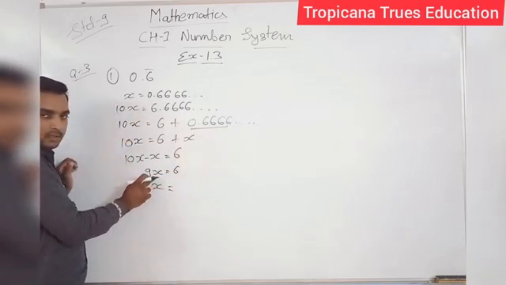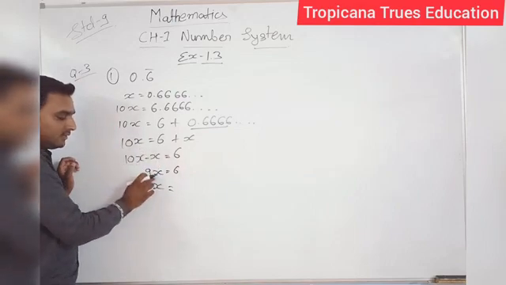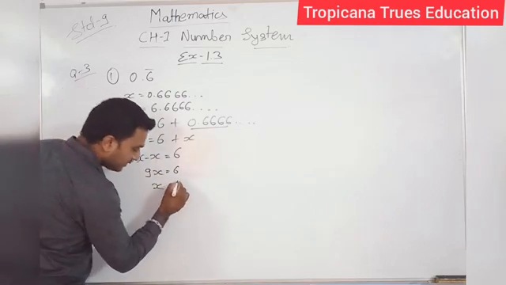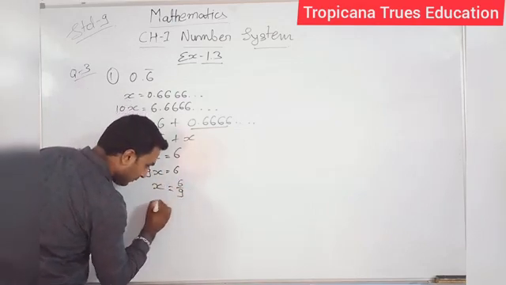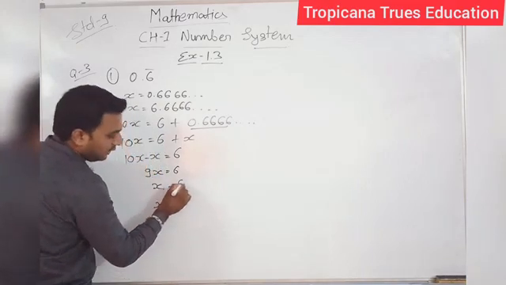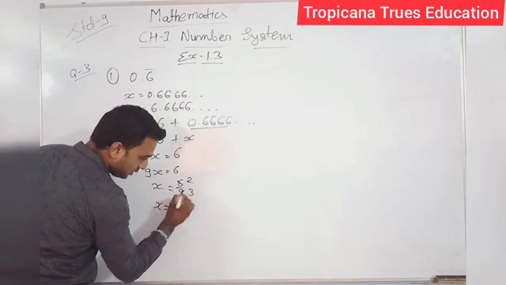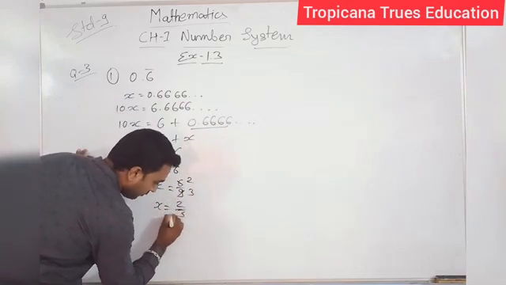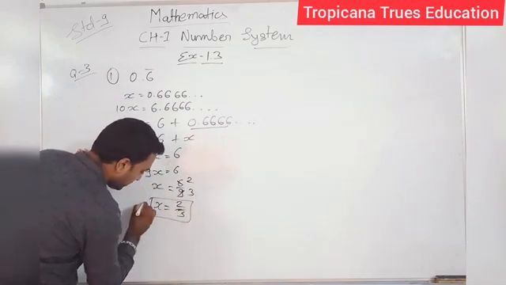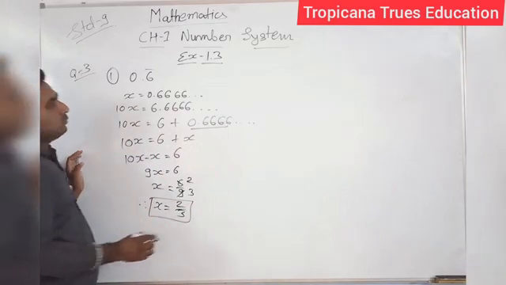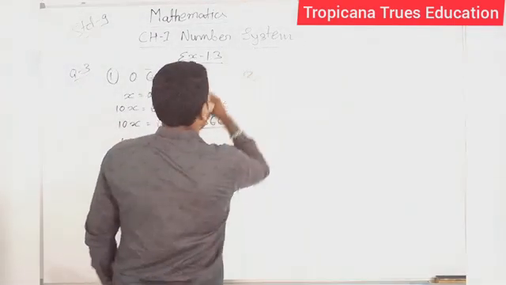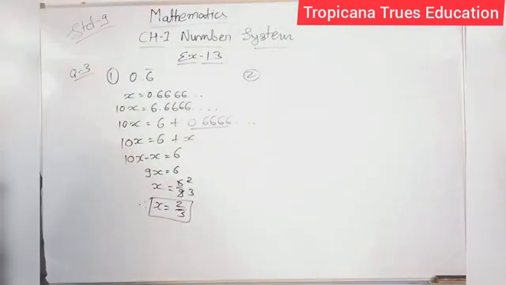Now see, 10x minus x is 9x, equal to 6. Then x is equal to, since 9 is multiplied, it goes to the right hand side, so it is 6 divided by 9. Now x is equal to, here 3 twos are 6, here 3 threes are 9, so we write 2 and 3. So the answer will be 2 divided by 3. This is your answer. Clear? Now again we do the next one.